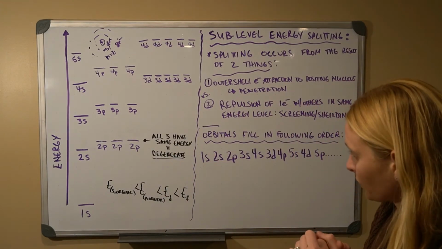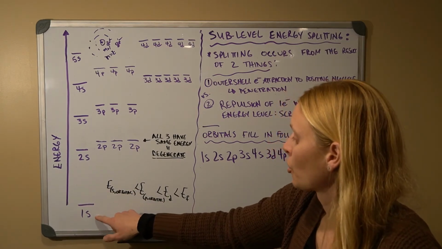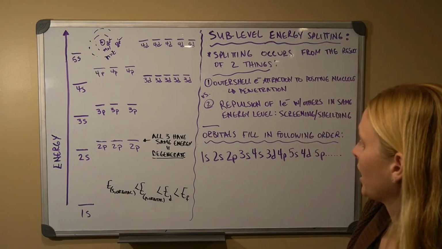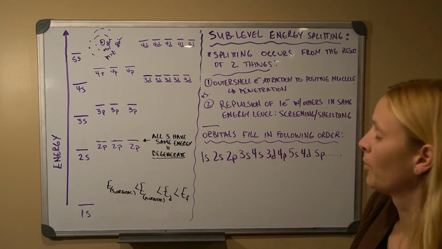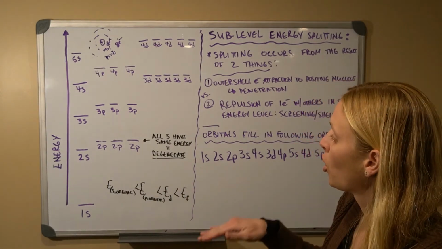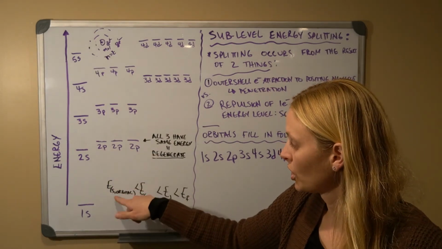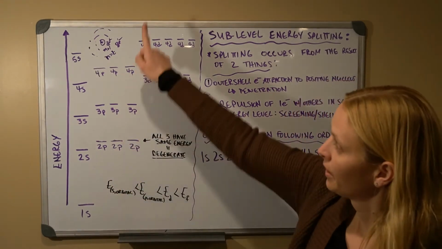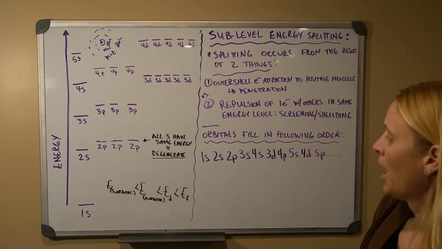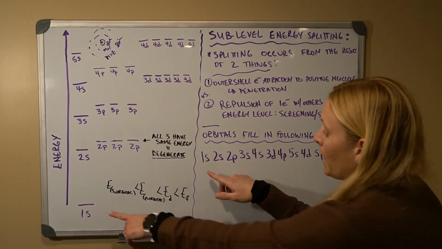Again, starting with 1s, the first energy level, as an atom gets bigger and has more and more electrons, we always fill from the ground state up. So we're always filling from the lowest energy level, s, and then filling up the energy diagram.